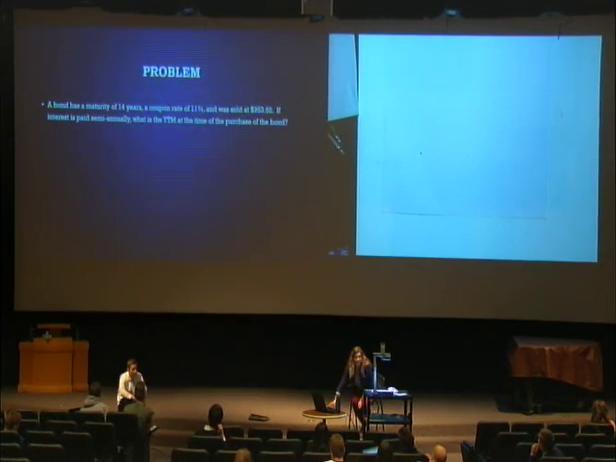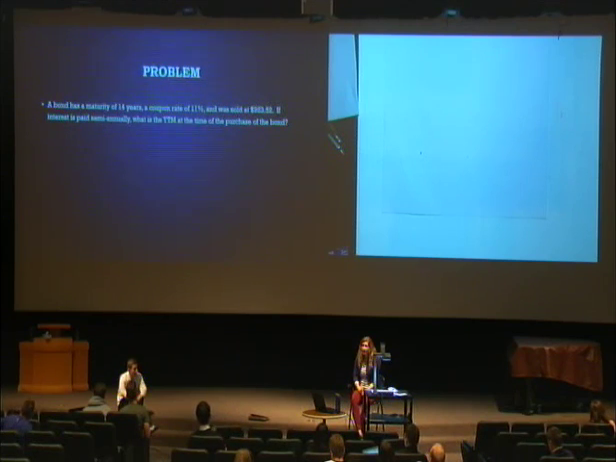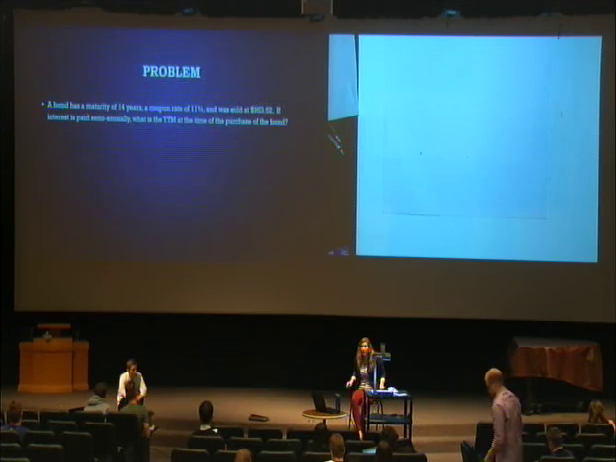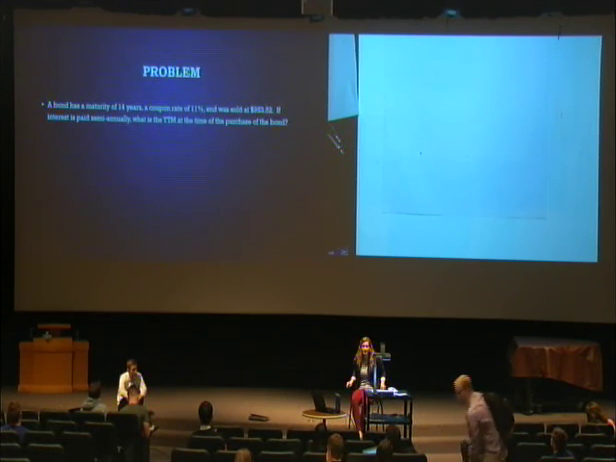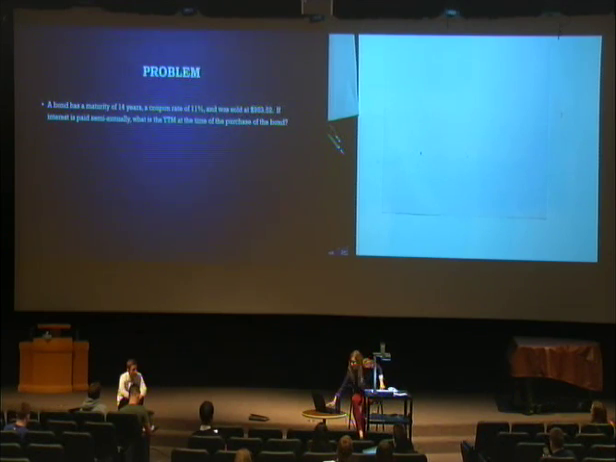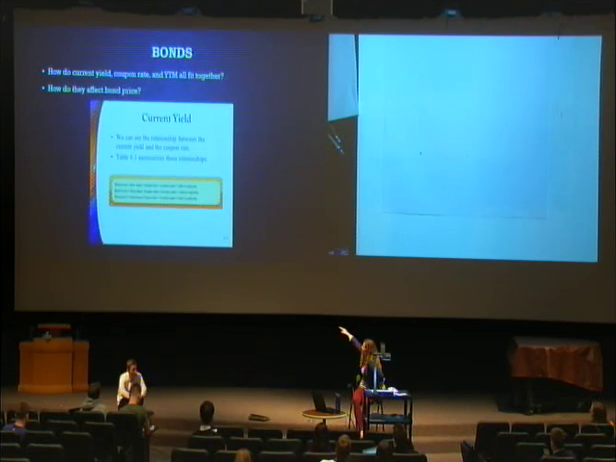All right, so finally, let's do this bond problem. A bond has a maturity of 14 years, a coupon rate of 11%, and was sold at 953.52. So already we know that the price of the bond is discounted. What can you say about the yield to maturity? Right. If we look back here, we know that the price is less than the face value. That means the coupon rate is less than the yield to maturity.